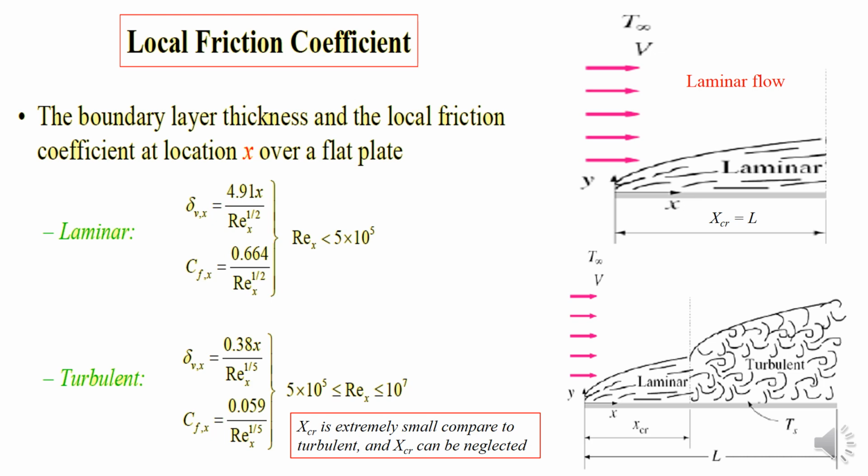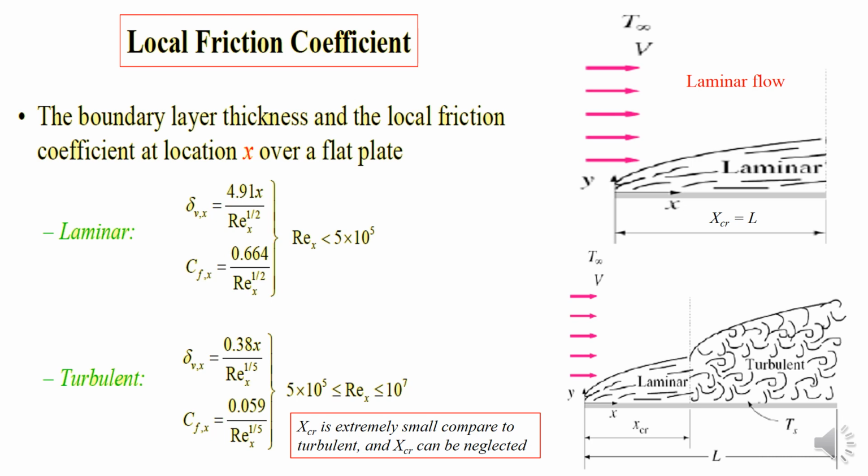So as you can see in the figure on your right hand side, top figure, I put the overall length of the flat plate equal to the critical distance, which is the maximum distance before the laminar flow turns into turbulent flow. So for these cases, we can use the laminar equation to calculate the boundary layer thickness and local friction coefficient.